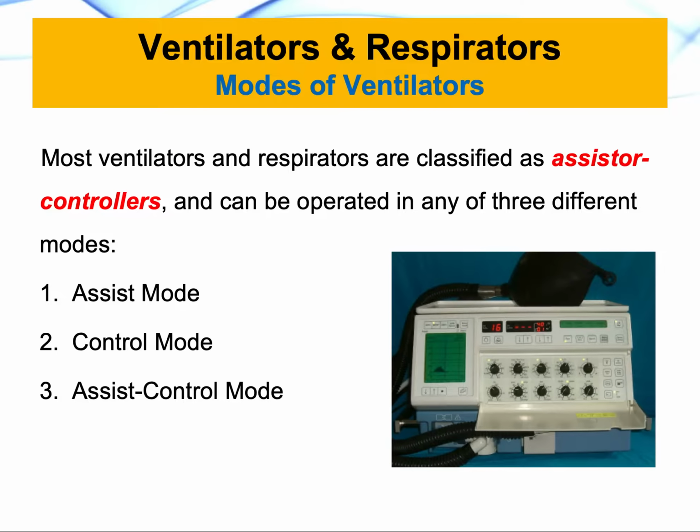Most ventilators and respirators are classified as assistor-controllers and can be operated in any of three different modes. So we have something called assist mode, control mode, or assist control mode. And remember, we have described before the cycles and the controls, but now I would like to talk about the modes of ventilation, and that's the topic of this video. So what are those three different modes, where do we use them, and why are they important?